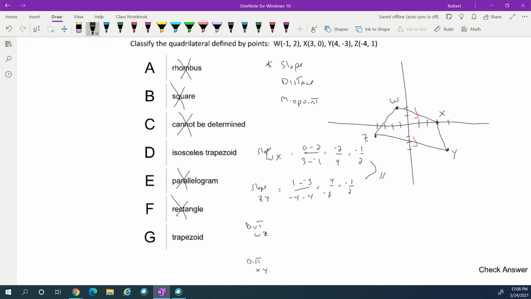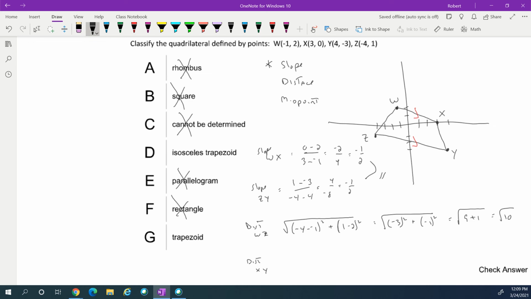So now we need our distance formula, and we're going to use the points W and Z. So our distance formula for W and Z: -4 minus -1 squared plus 1 minus 2 quantity squared. That's -3 squared plus -1 squared. That's 9 plus 1, so the square root of 10.